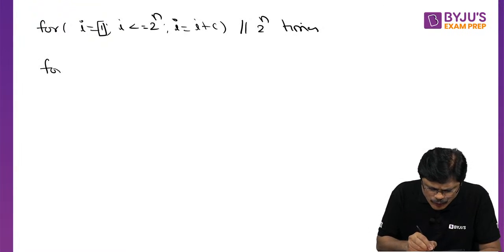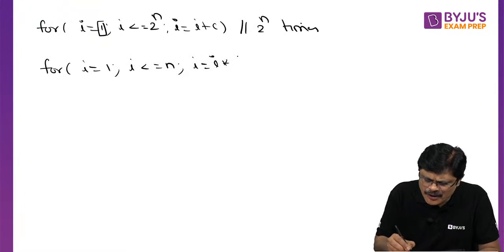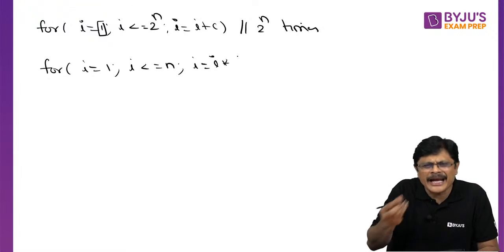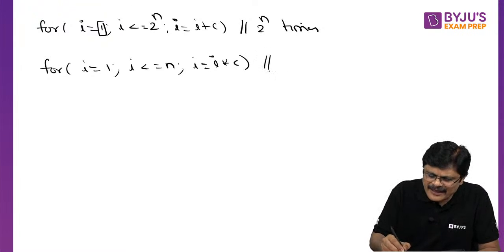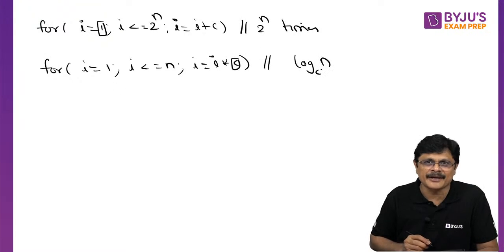Now the second rule, which one did I tell you? i equals 1, i less than or equal to n, i equals i into 2. Or 3, 4, any constant. It will iterate log n times. So if it is c, it is log n to the base c.